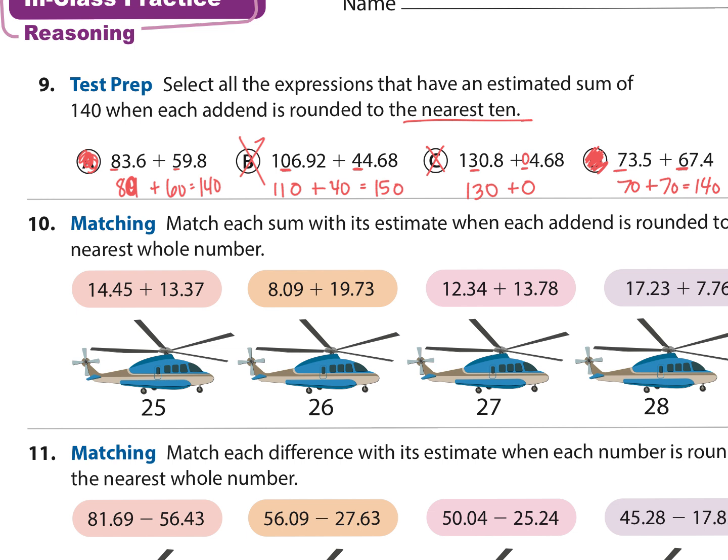Okay, number 10. I want you to match these with your tables. Match each sum with its estimate when each addend is rounded to the nearest whole number this time. So you're rounding all of them to the nearest whole number.